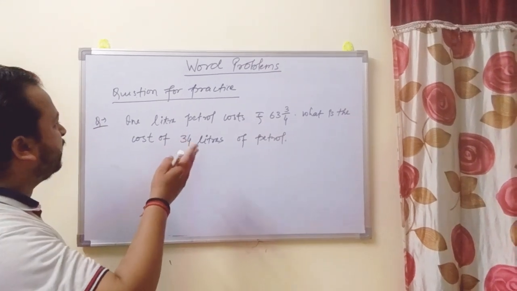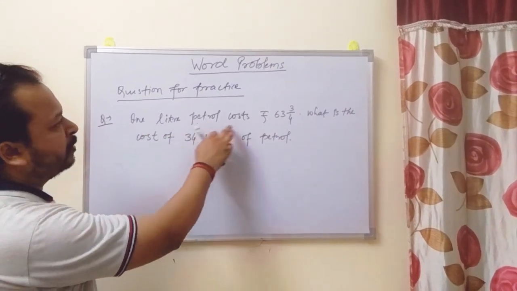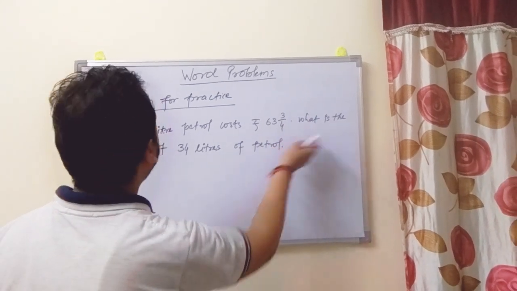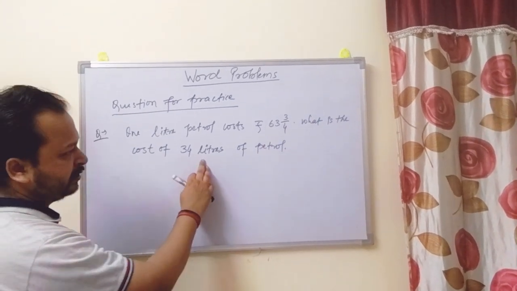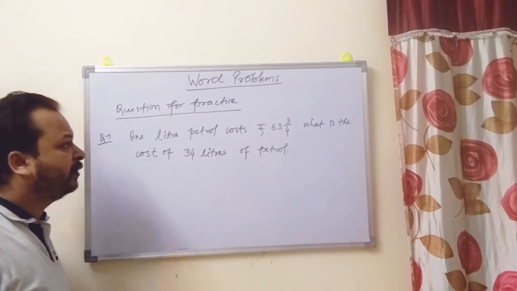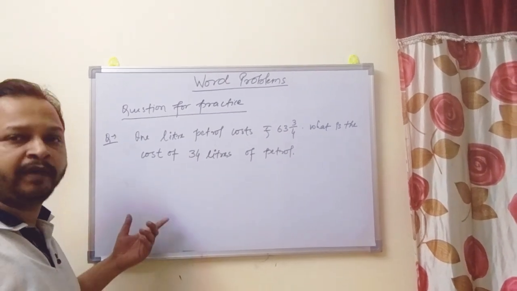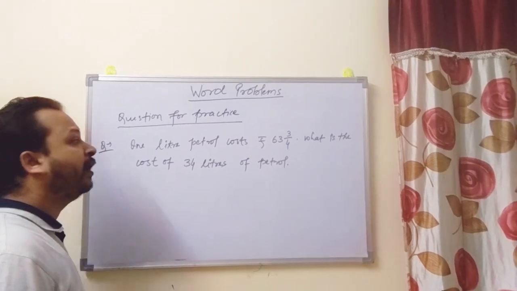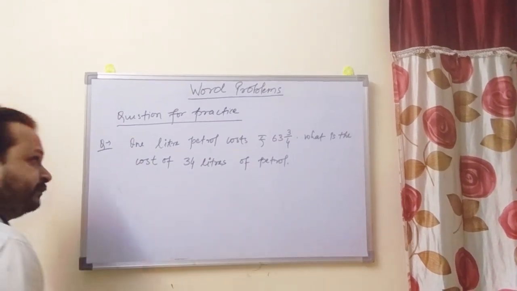So question for the practice is, 1 liter petrol costs rupees 63 whole 3 by 4. What is the cost of 34 liters of the petrol, right? And you know how to solve it, right? You have to multiply it and send me the solution. Now come to next question.